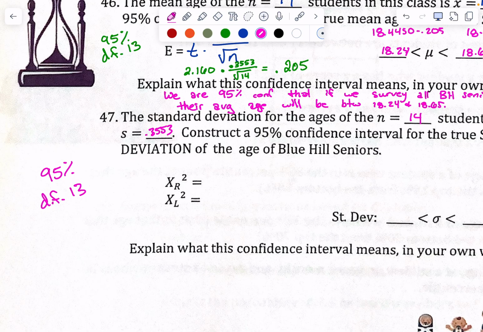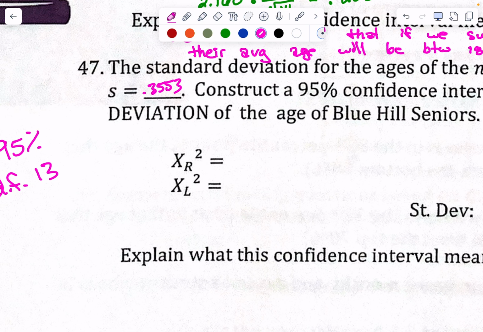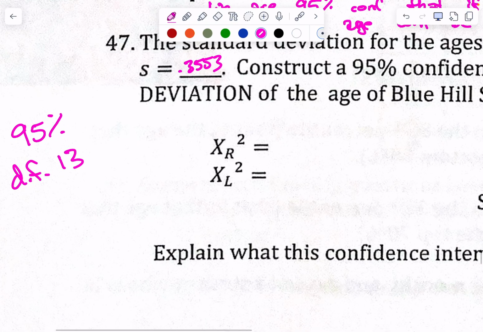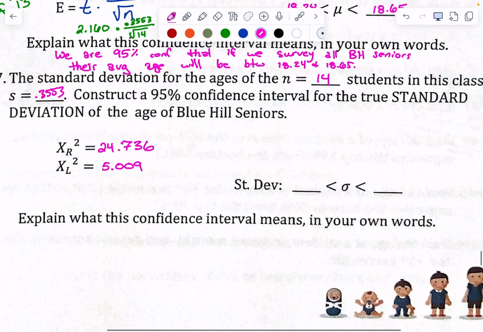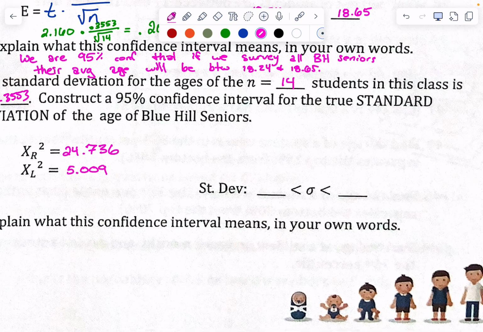Okay, 95% at 13 degrees of freedom. What is the left one? 5.009. Right is 24.736. Is that right? Yeah. It's fun to say chi, but it should technically be chi squared.